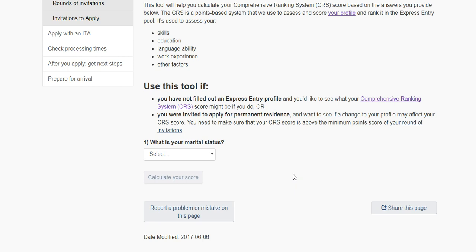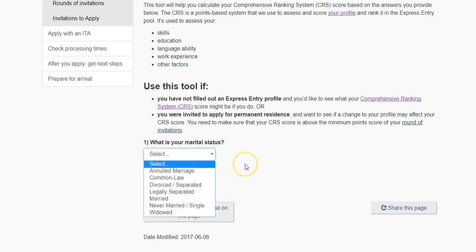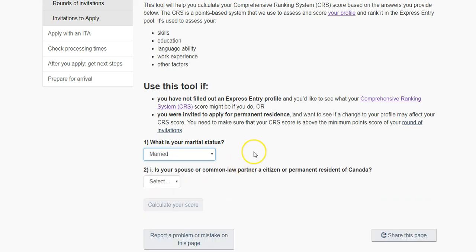If I start my evaluation, the first question the tool will ask me is, what is your marital status? For the demonstration, I'm going to choose that I'm married, and automatically the tool will generate new questions, like an interview. Those answers will determine the next question, and also whether I'm eligible to apply under Express Entry based on the answers I provide during this interview process.